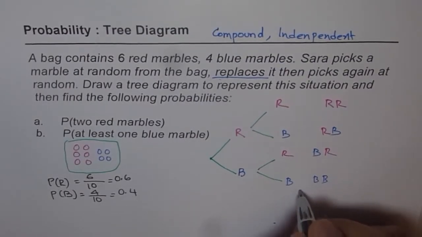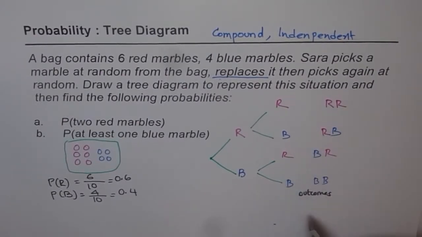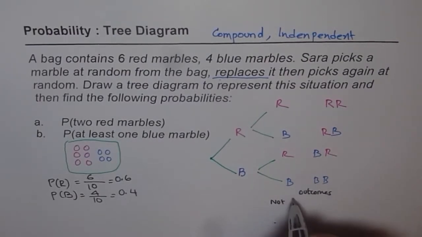Okay, so these are all possible outcomes. Are these outcomes equally likely? That is the question. Well, since the number of marbles is not the same, these are not equally likely. That is most important to understand. And these outcomes are not equally likely.